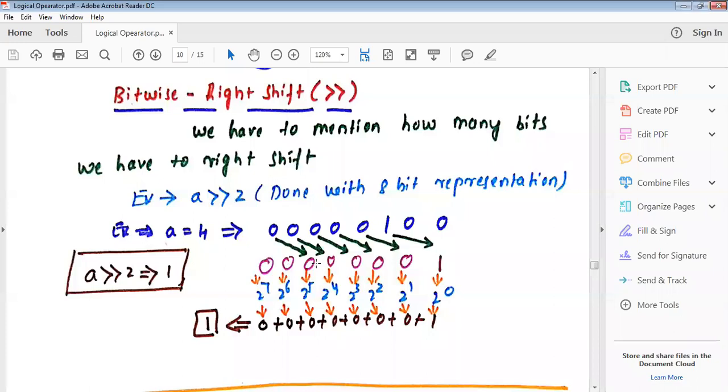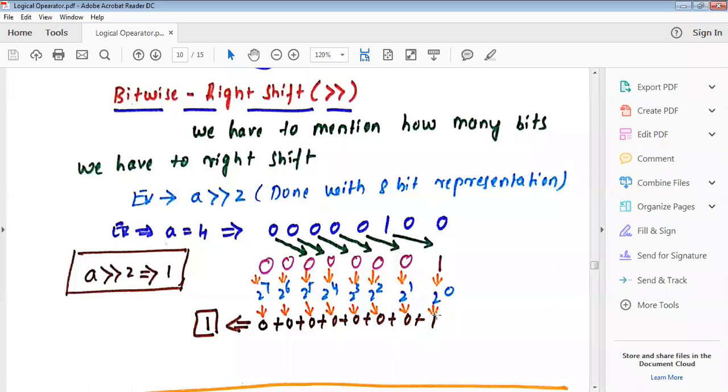0, 0, 0, 0, 0, 0, 0, 1. Again, as I already said, we have to convert the answer into decimal. 2 to the power of 0, 2 to the power of 1, 2 to the power of 2, 2 to the power of 3, 2 to the power of 4, 2 to the power of 5, 2 to the power of 6, 2 to the power of 7.